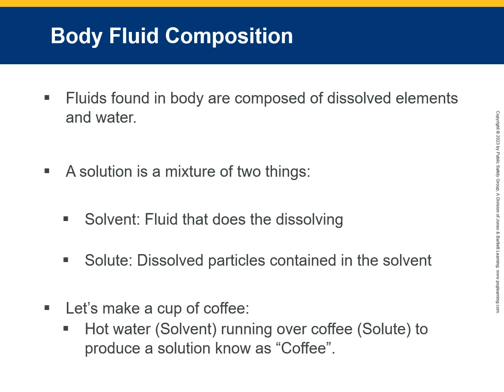So let's look at the body fluid composition. Fluids found in the body are composed of dissolved elements in water. A solution is a mixture of two things. One is the solvent, or the fluid that does the dissolving, and the other is the solute, or what is dissolved in the solvent. So let's make a cup of coffee. Hot water, the solvent, running over the coffee, the solute, produces a solution known as coffee.